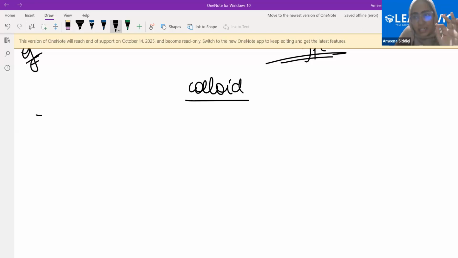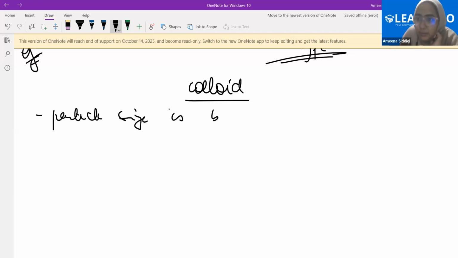It appears to be homogeneous, but is heterogeneous. Appears to be homogeneous, but at the microscopic level, it is still heterogeneous. Heterogeneous simply means no dissolving. The particles are still dispersed. Why does that happen? The particle size is between 1 to 1000 nanometer. You can see between both of them.